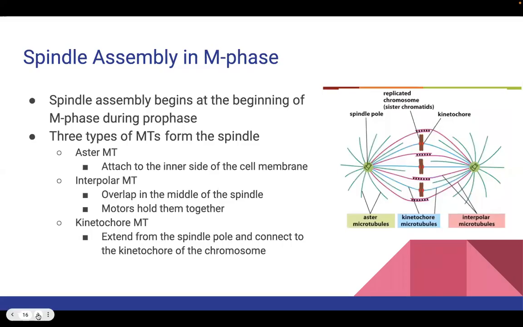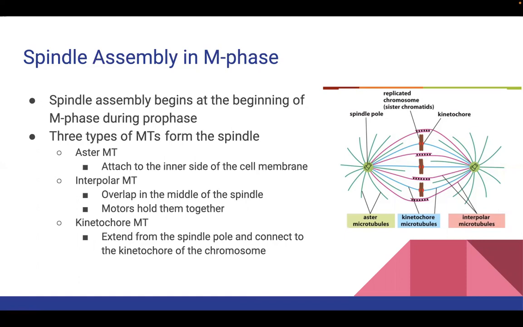Okay, so now we're on the spindle assembly in M phase. So spindle assembly begins at the beginning of M phase, during prophase, specifically. And during spindle assembly, there are three types of microtubules that form the spindle. Those three are aster microtubules, interpolar microtubules, and kinetochore microtubules.